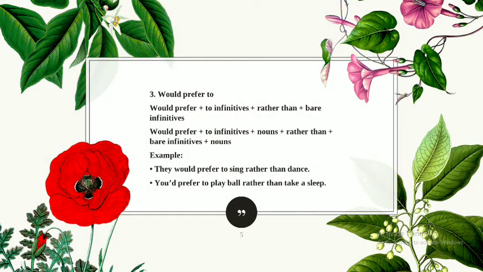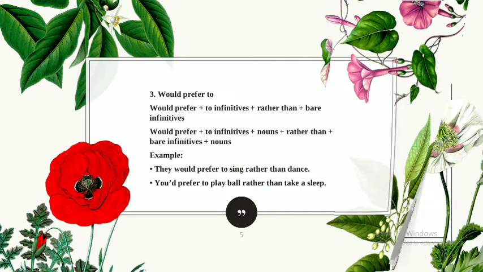Okay, the third, would prefer. What is would prefer? Would prefer literally means to prefer. The phrase would prefer is usually used to compare a preference to the opposite of it. Patterns say. The first, would prefer plus to infinitive plus rather than plus bare infinitive. For example, they would prefer to sing rather than dance. Next, would prefer plus to infinitive plus noun plus rather than plus bare infinitive plus noun. For example, you would prefer to play ball rather than take a sleep.